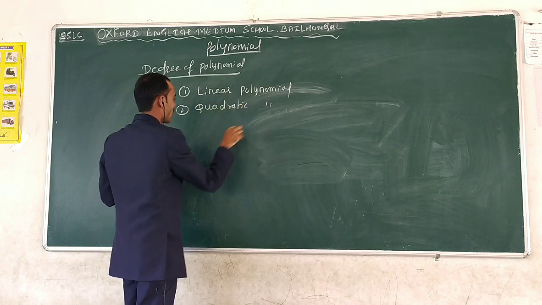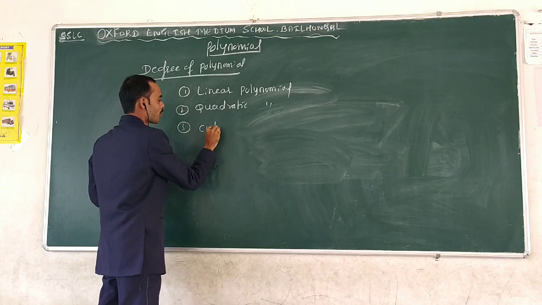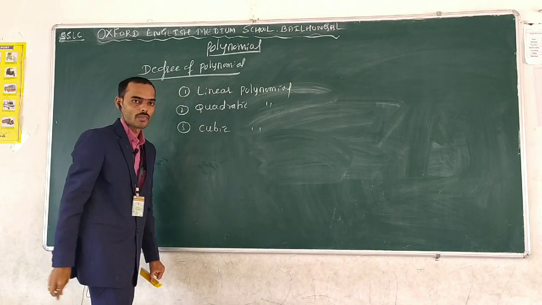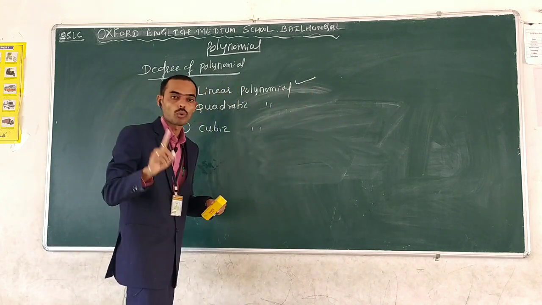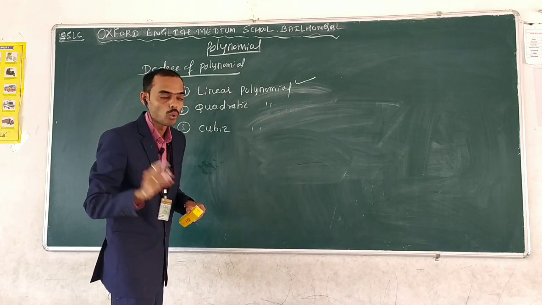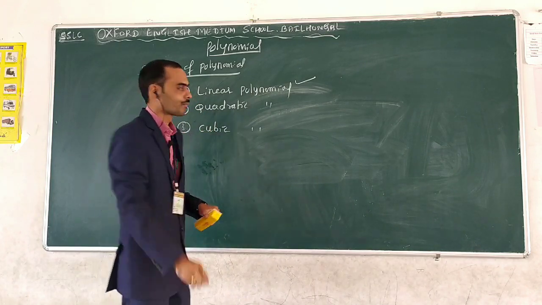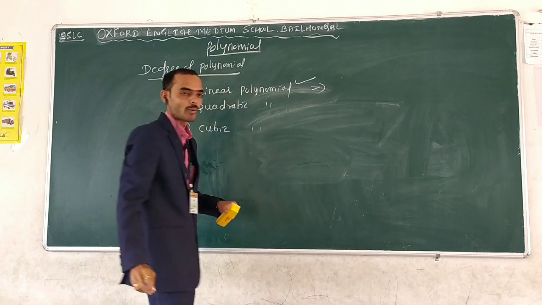Quadratic polynomial. Third one, cubic polynomial. So first one, linear. Linear means 1, quadratic means 2, cubic means 3. Okay. So what is the meaning of linear polynomial?